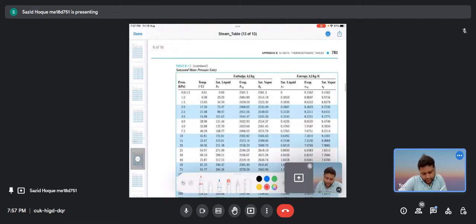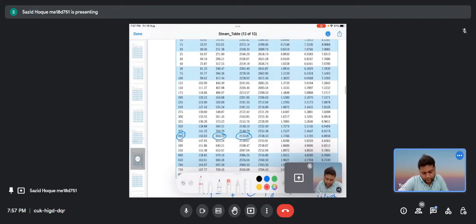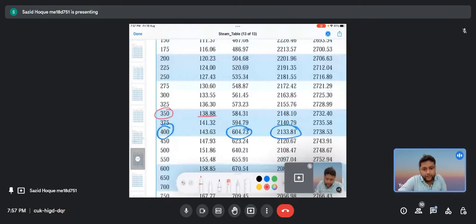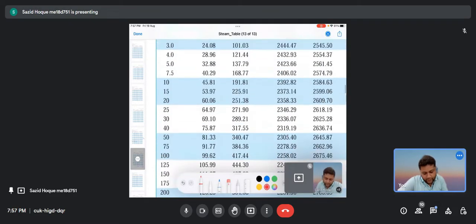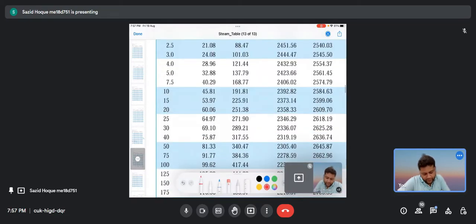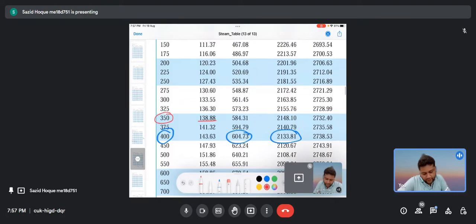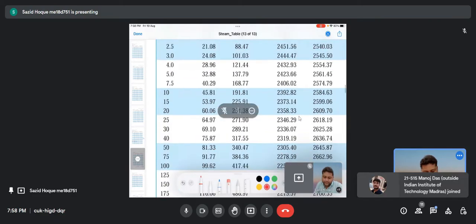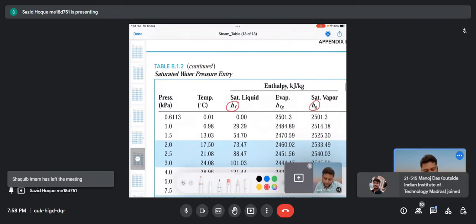So corresponding to 350 and 138.88 saturation temperature, you can check this, HF and HG we need to find. So your HF is 584.31, your HG is 27232.40. So these are in kilojoule per kg.